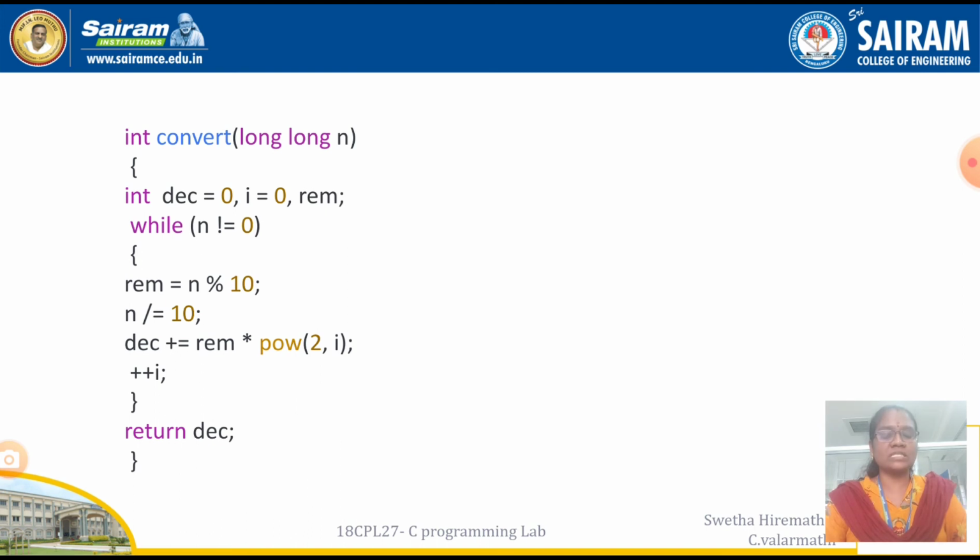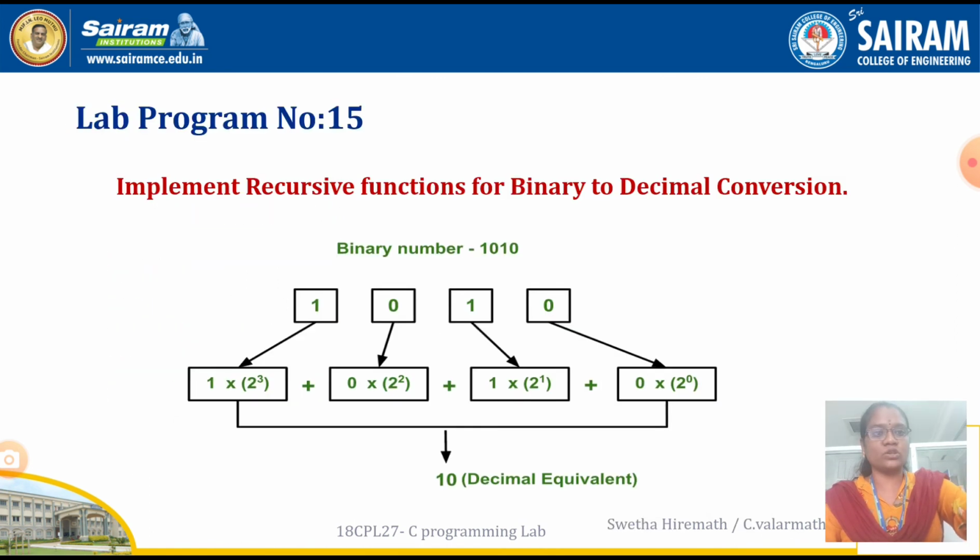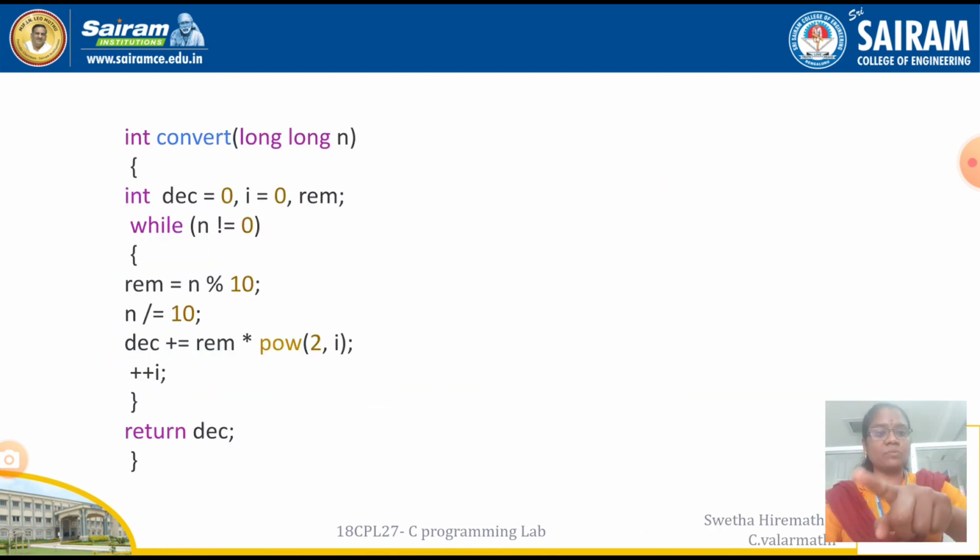Then this entire process should continue while the given input is not equal to 0. When it reaches 0, it will exit from the loop. So that's what the while loop is given like this: while n is not equal to 0, it will carry on. First, the entire binary number should be taken modulo 10. For the input value 1010, if you take modulo 10, you will get 0 as the first value. This will be stored in the variable remainder.